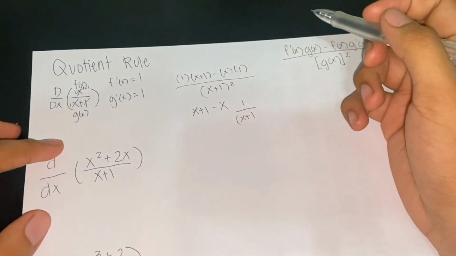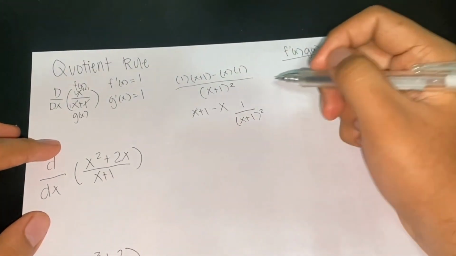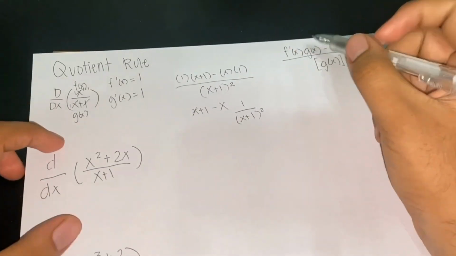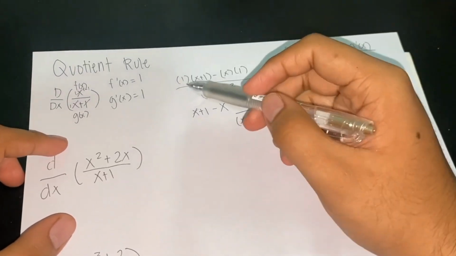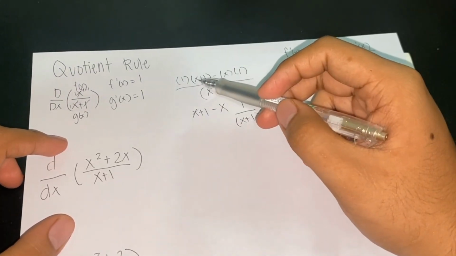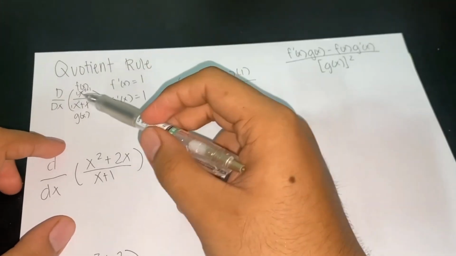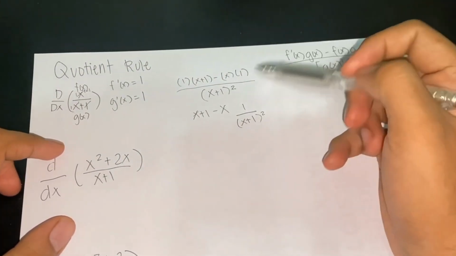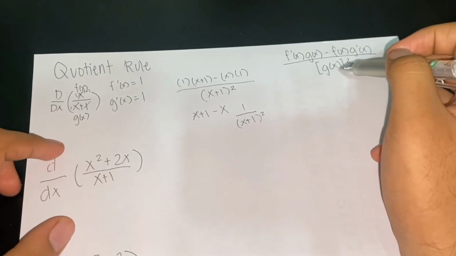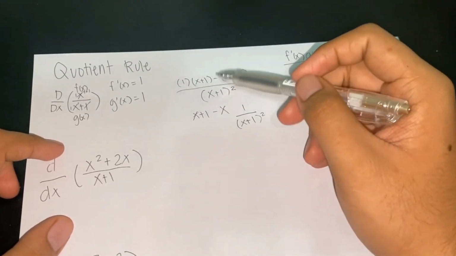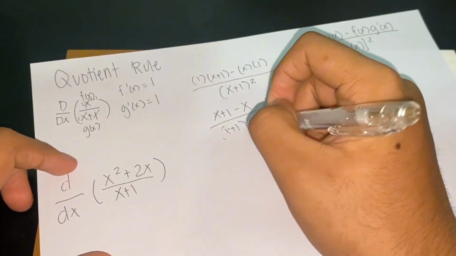So we should put our values into our formula now. The derivative of f of x is equal to 1, g of x is equal to x plus 1, then minus f of x, which is x, and the derivative of g of x is also just 1, all over g of x squared, which would be x plus 1 squared. Then let's put in our values.